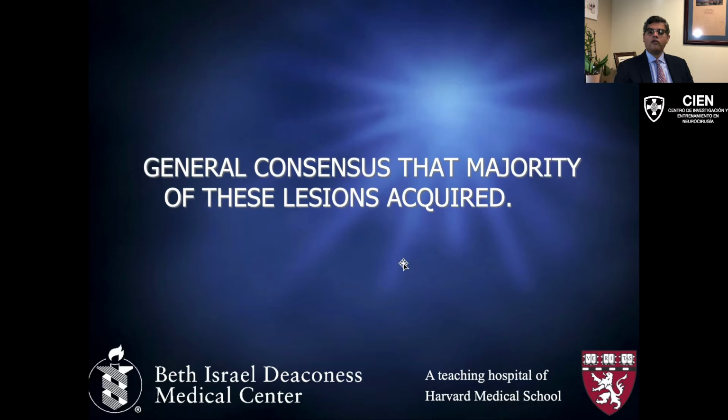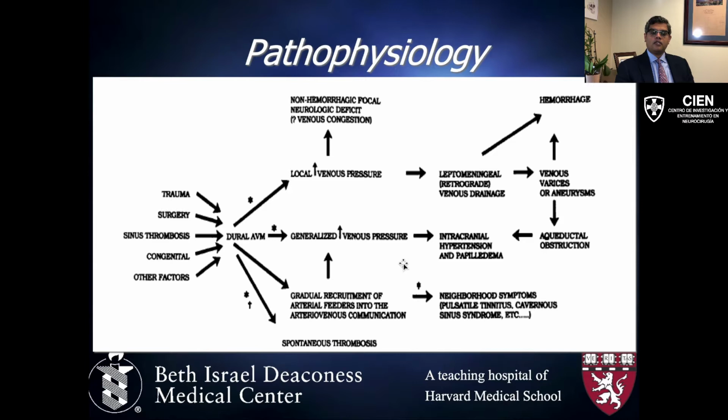The pathophysiology is interesting because though there are various reasons that result in the formation of a dural AVM, the manifestations vary. For example, if you have increased venous pressure, you can get a focal neurologic deficit just from venous congestion. And if this venous pressure is sustained, you could potentially end with a hemorrhage if there's leptomeningeal or retrograde cortical venous drainage. If there's a large venous varix, you can get an aqueductal obstruction which results in hydrocephalus. If the dural AVM has increased generalized venous pressure, that results in increased intracranial hypertension and papilledema.